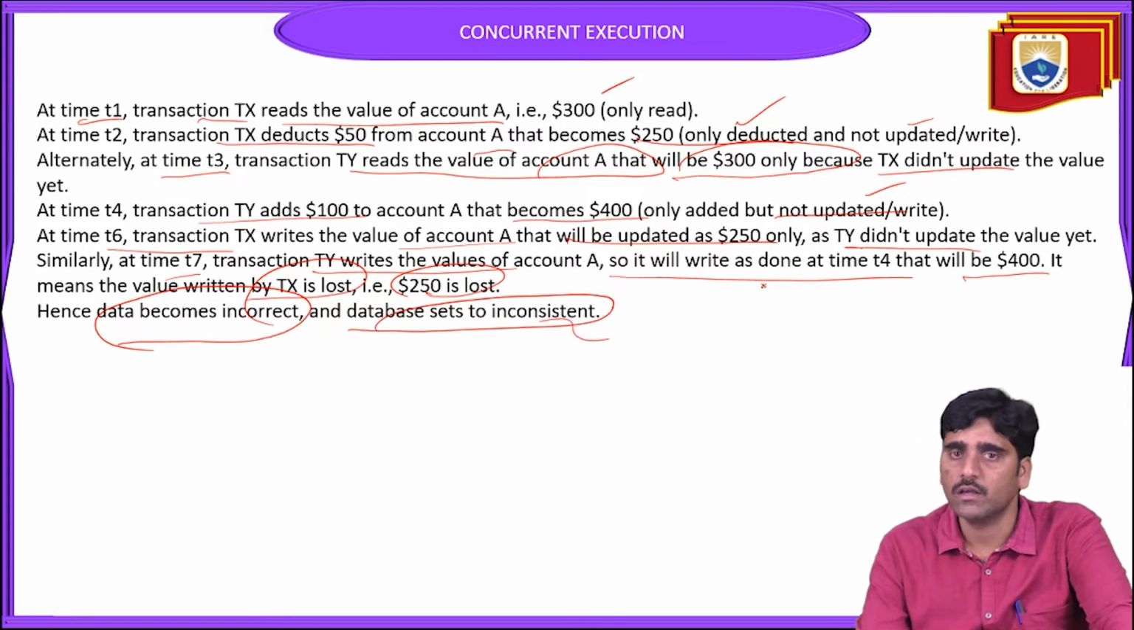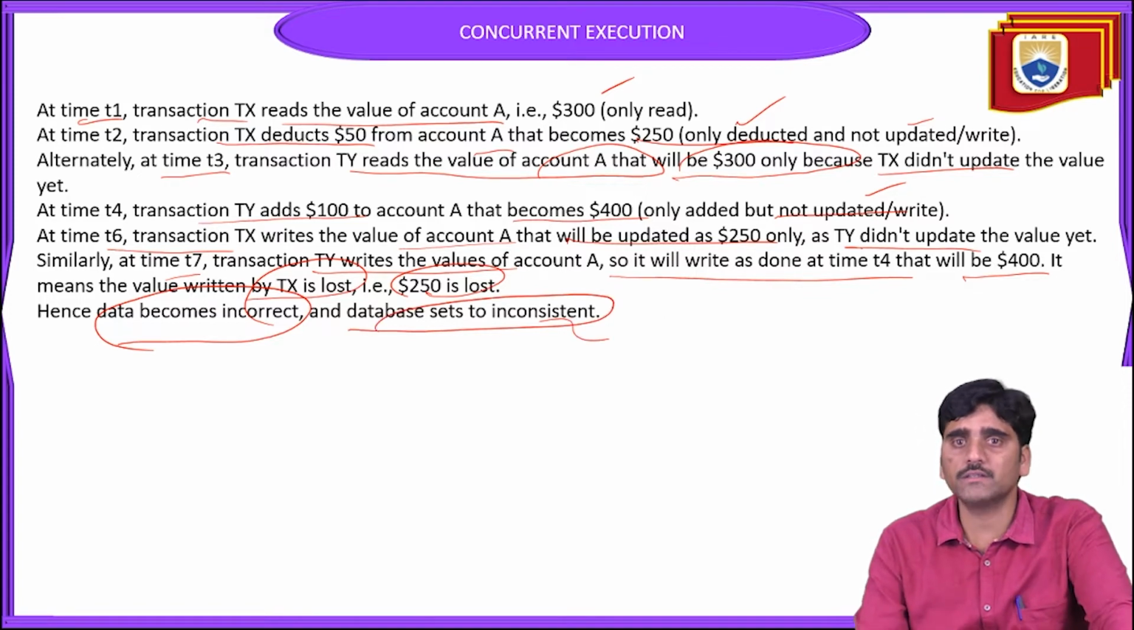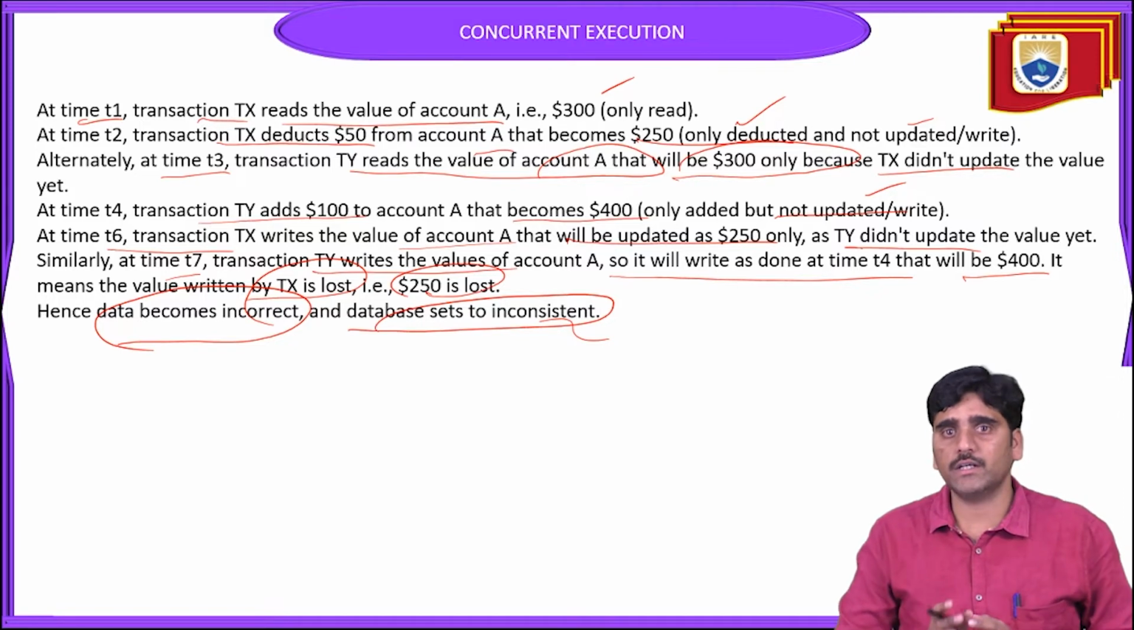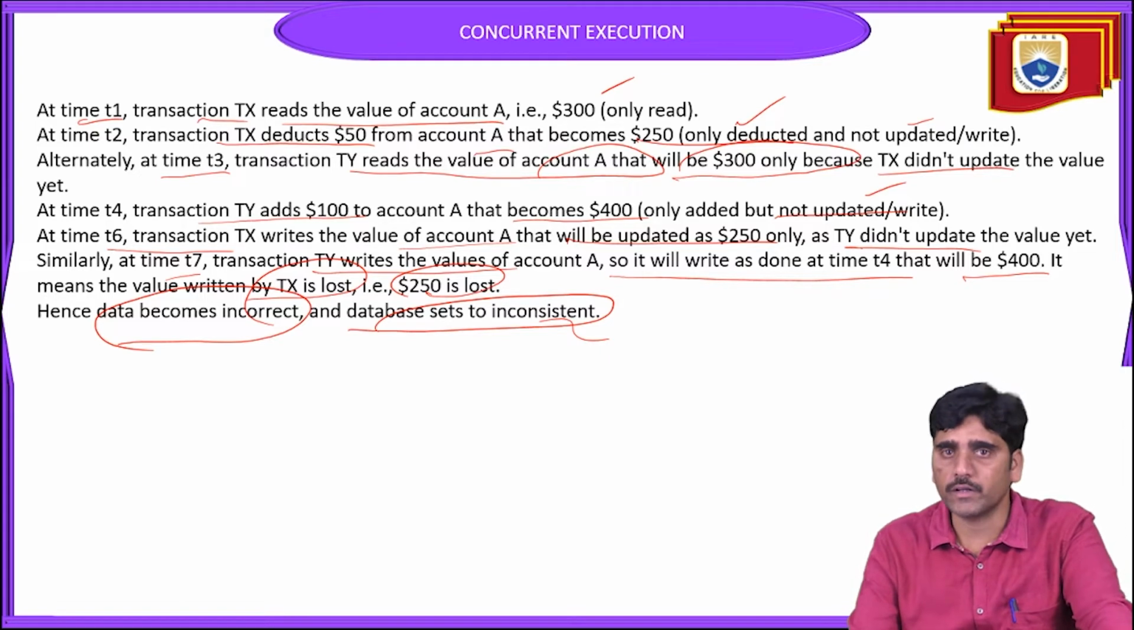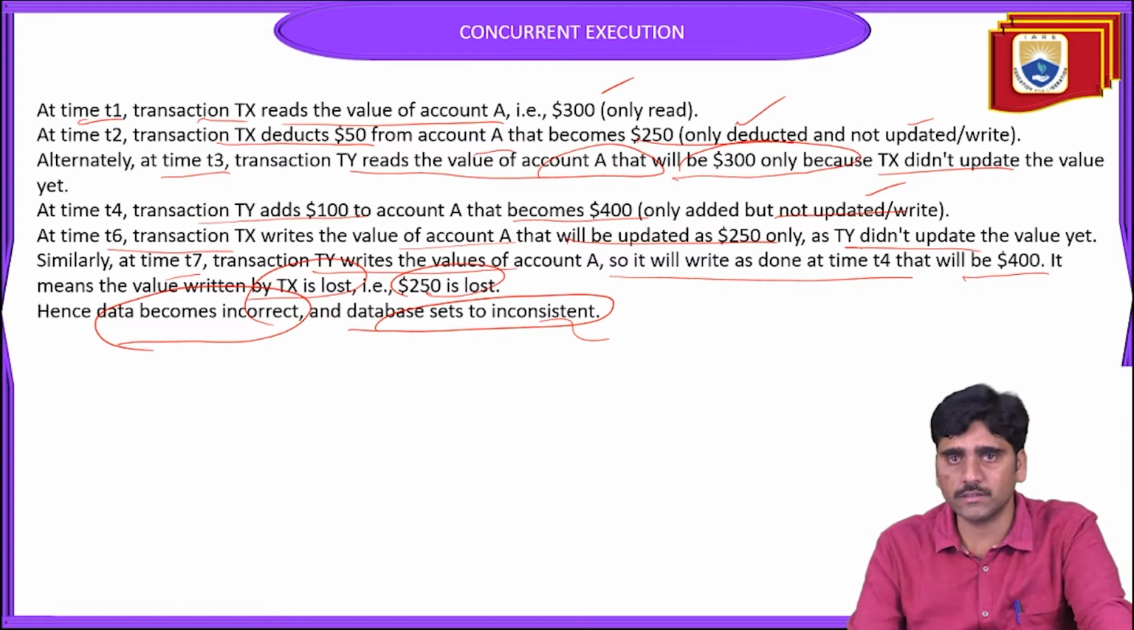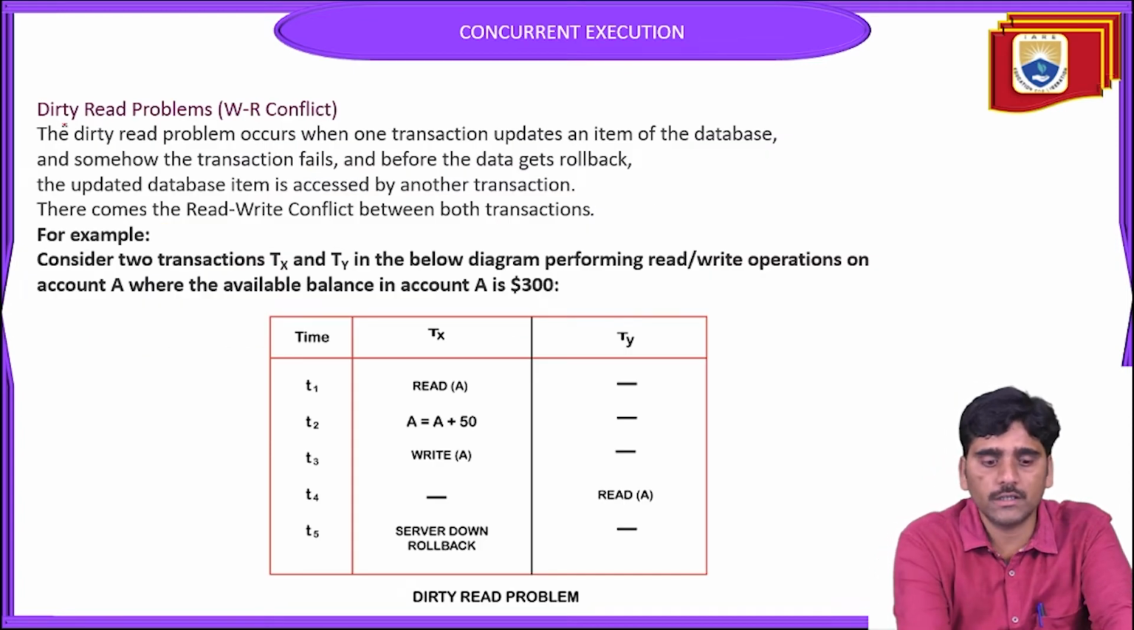So that means the updates are affected for the transactions at an immediate point of time. After finishing the transactions only, the transaction has to be updated, so lost update problems will occur by doing this concurrent execution. And the second one, dirty read problems.